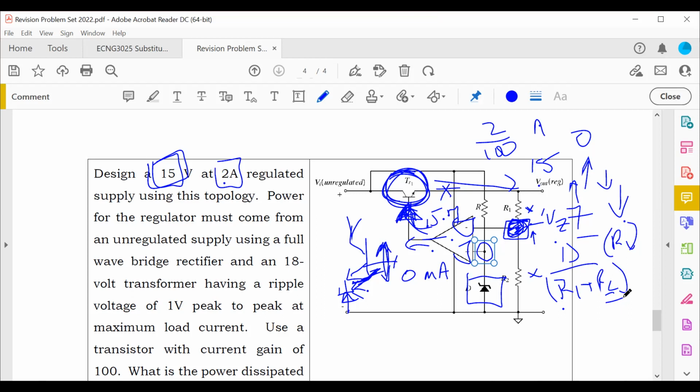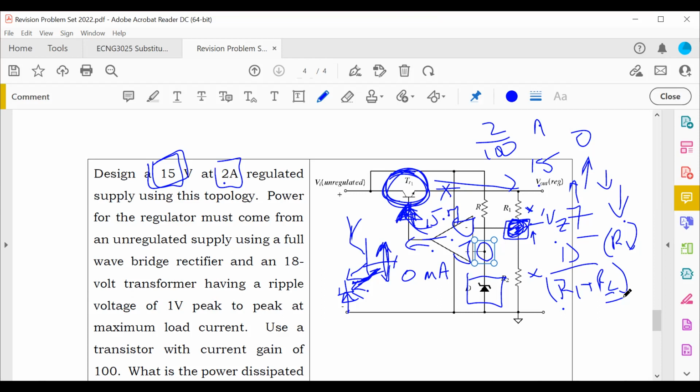And R will just be the Vin minus these, in this case 7, over the current that goes into the Zener. Correct. And typical low power Zeners, if you're not given any information in the question, take 5 to 20 milliamps. You're free to choose values between 5 and 20. So you could pick where you want.